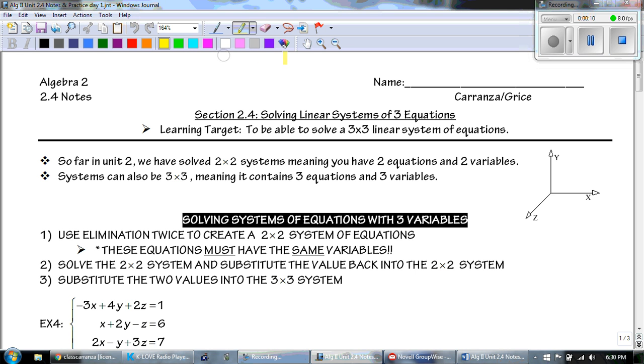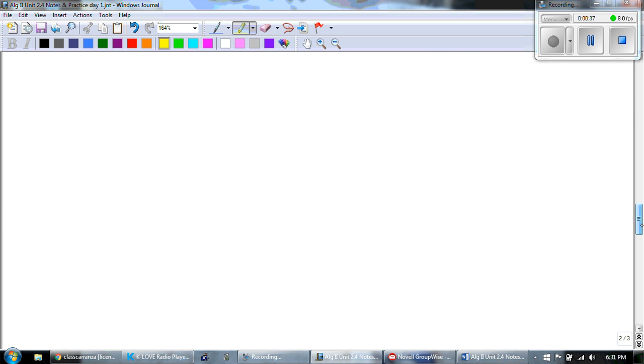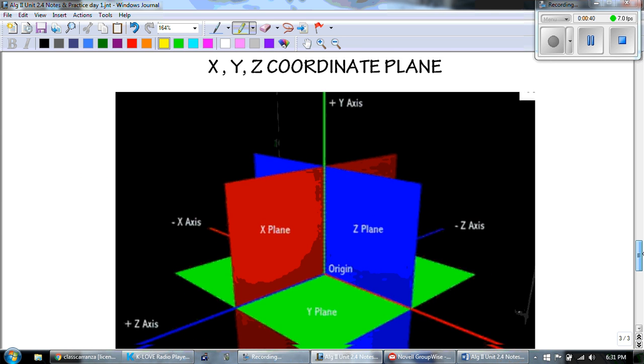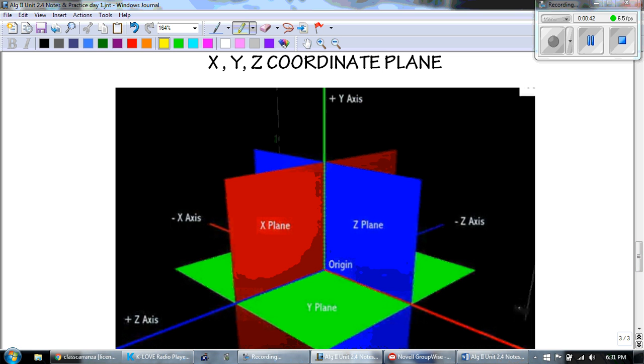Today we are going to be talking about solving linear systems of 3 equations. Our learning target today is to be able to solve a 3x3 linear system of equations. So far in this unit we've talked about solving 2x2 systems, meaning you have 2 equations and 2 variables. However, there are systems that can also have a 3x3, meaning it contains 3 equations with 3 variables. And here we go, this is the x, y, and z coordinate plane.